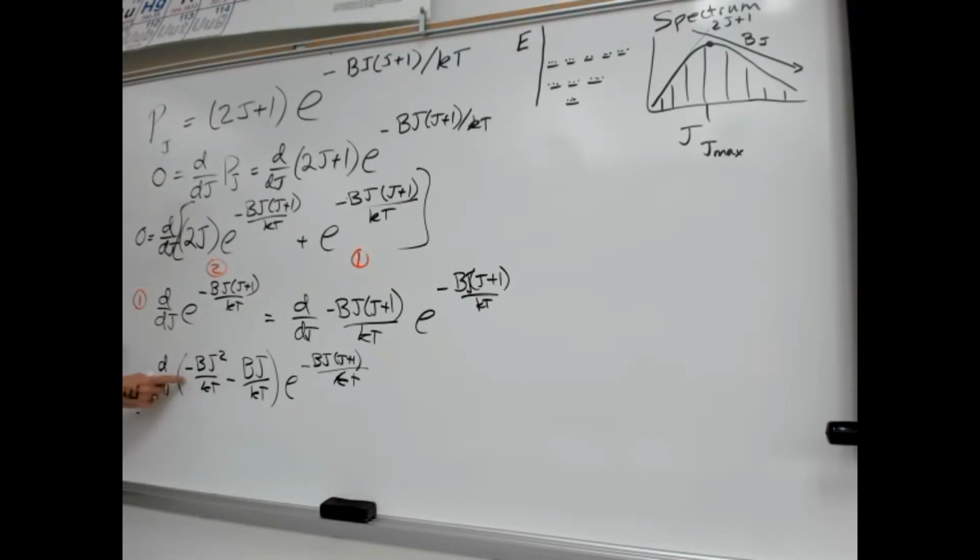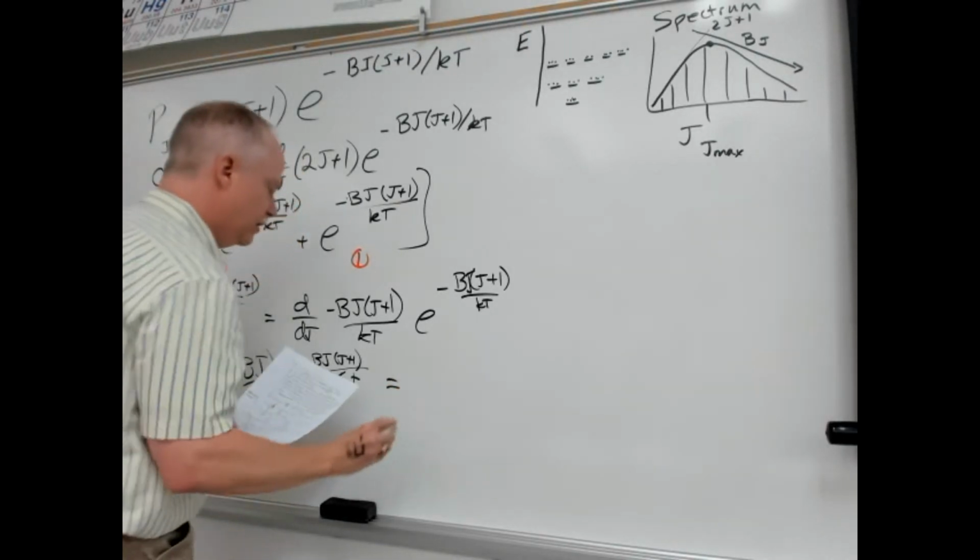And so this now is pretty simple. I'm taking the derivative of this first piece and the derivative of the second piece. So we actually get to take the derivative now. We have J squared, and that's our variable. So that's going to be minus 2 times B times J. So we'll finish that out here.